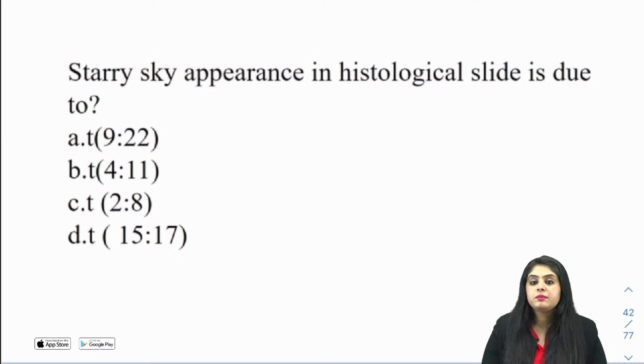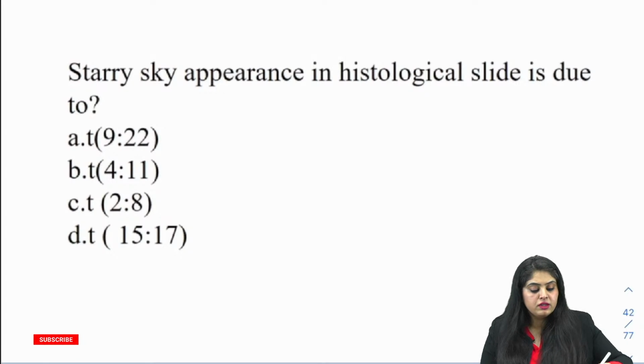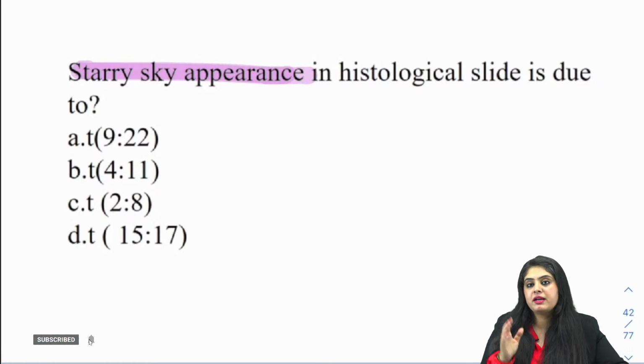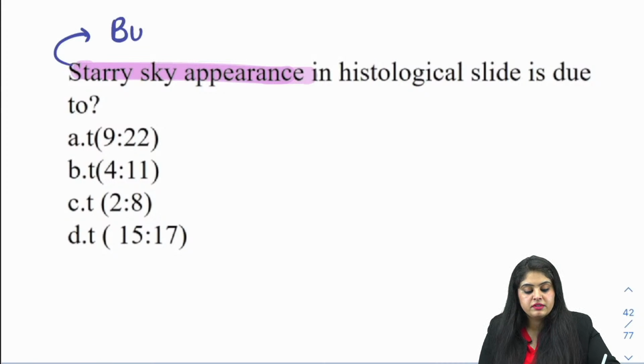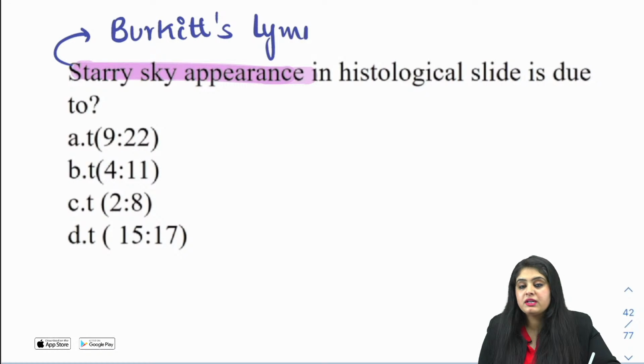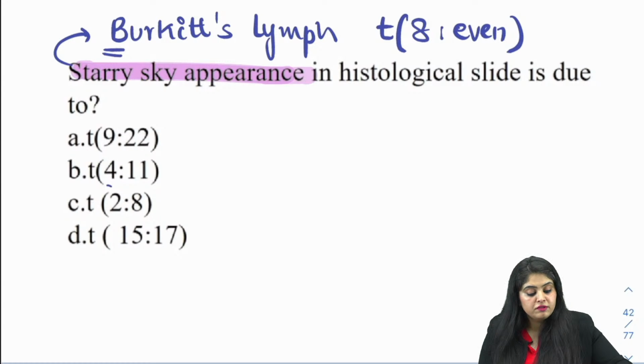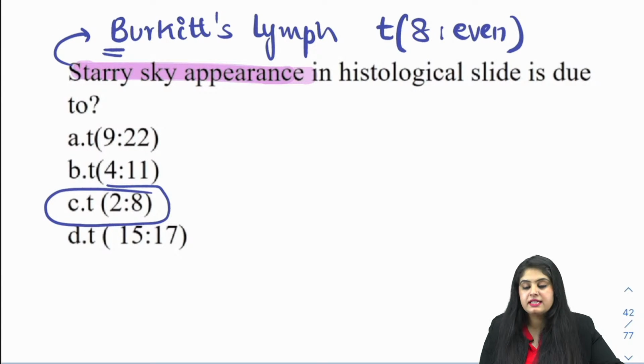A starry sky appearance in the histological slide is due to. Yes, the starry sky appearance in the histological slide. So think logically. Starry sky appearance, ma'am, I know which lymphoma it is. I'm very, very confident. Starry sky appearance is said to be Burkitt's lymphoma. And for Burkitt's lymphoma, the translocation that you told me was 8 with an even number. So the one that I can see over here, 8 and an even number. Perfect, that is the answer.